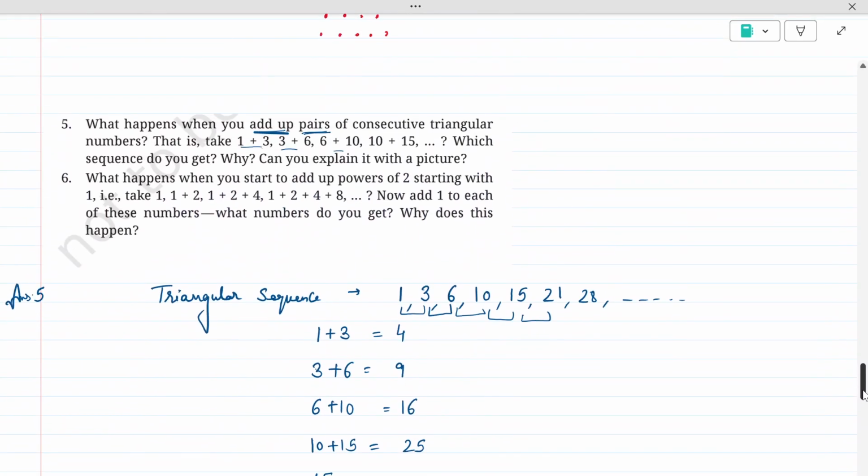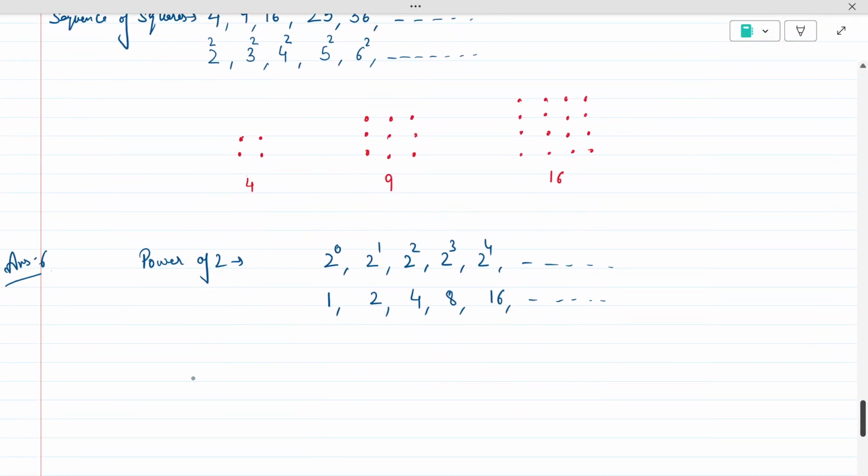Now, what we have to do is add up the powers of 2, starting with 1. So first we take 1, which is 1 only. Then 1 plus 2, which gives me 3. Then 1 plus 2 plus 4, which gives me 7. Then 1 plus 2 plus 4 plus 8, which gives me 15. And so on, right?